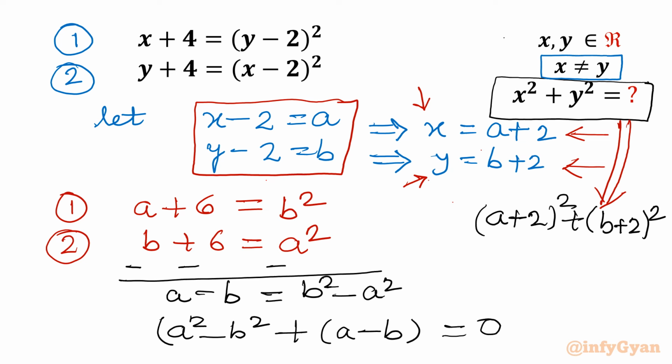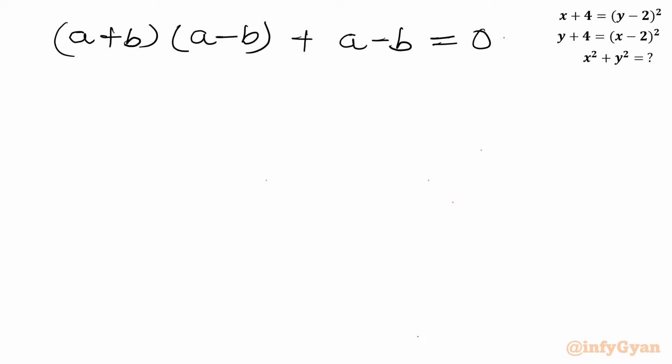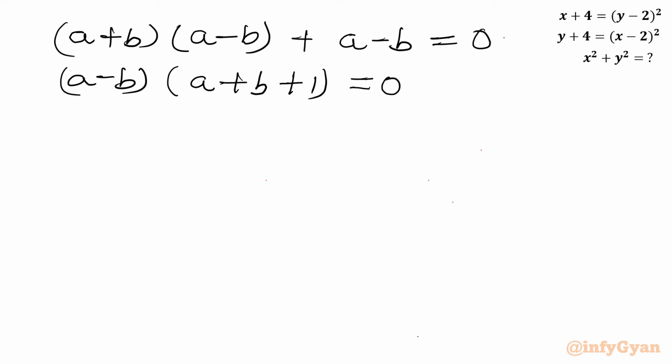Now I will apply the difference of two squares formula here. So I can write (a plus b) times (a minus b) plus (a minus b) equal to 0. a minus b is common, so take a minus b common out. What will be left? a plus b plus 1 equal to 0.